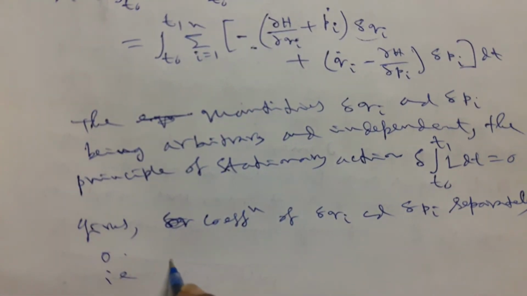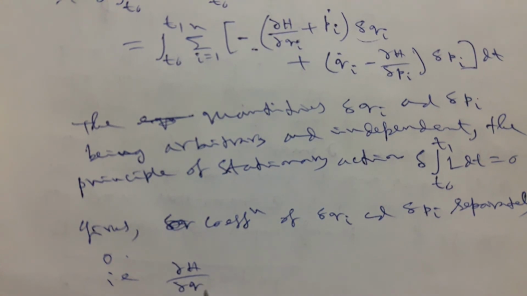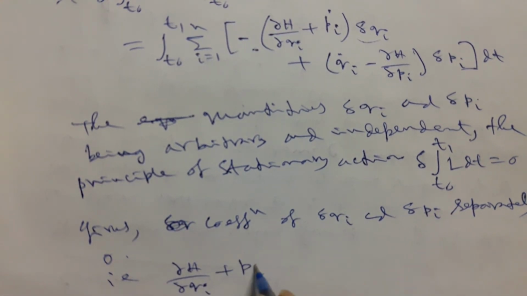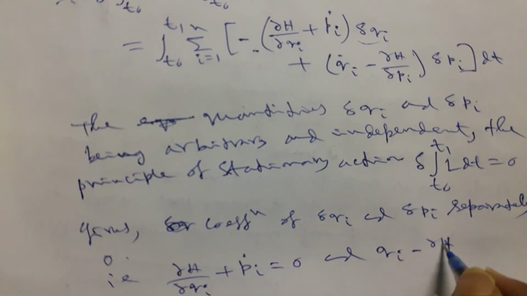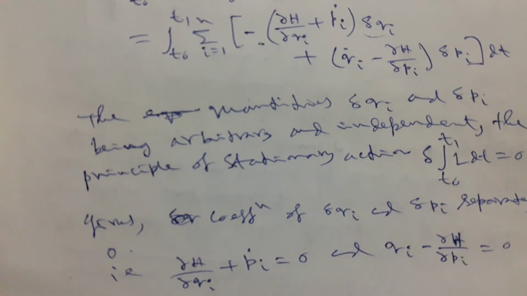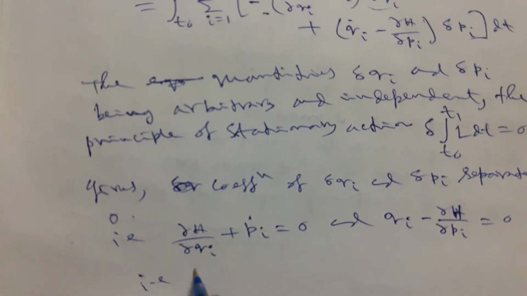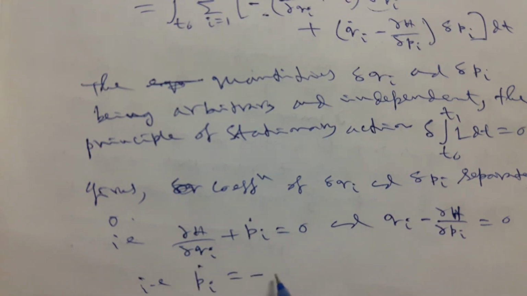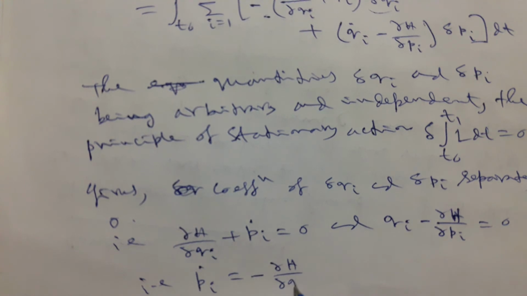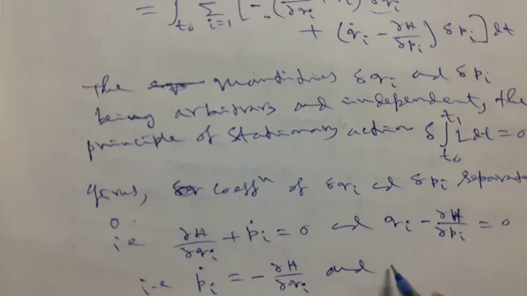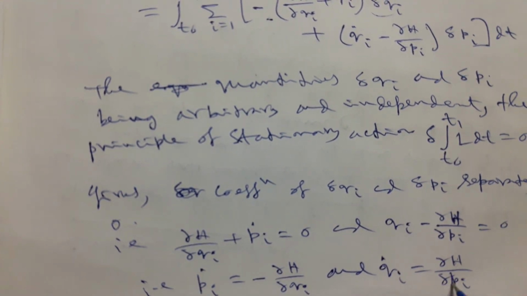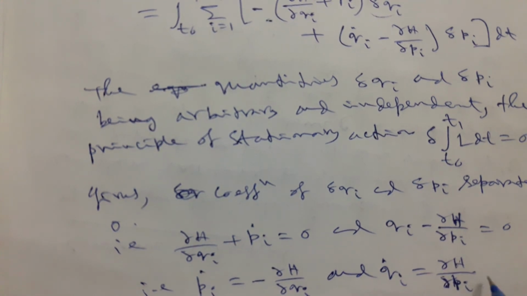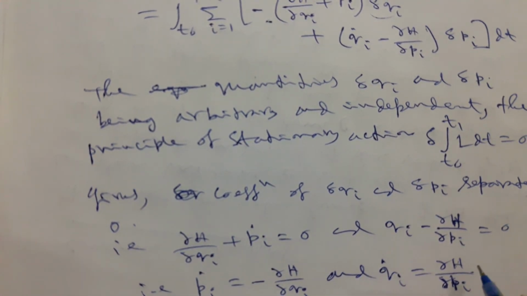That is, del H del qi plus pi dot is equal to 0 and qi dot minus del H del pi equals 0, that is, pi dot equals minus del H del qi and qi dot equals del H del pi. So finally we reach our desired result and we derive Hamilton's canonical equations from the principle of stationary action.